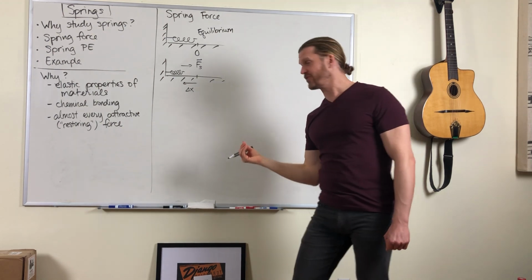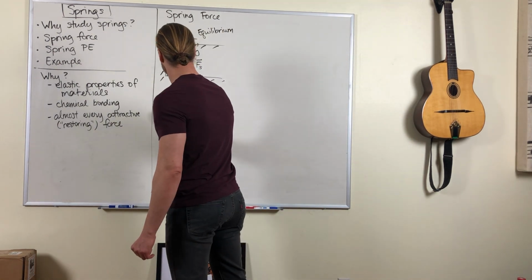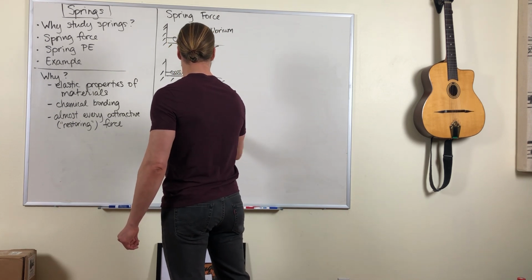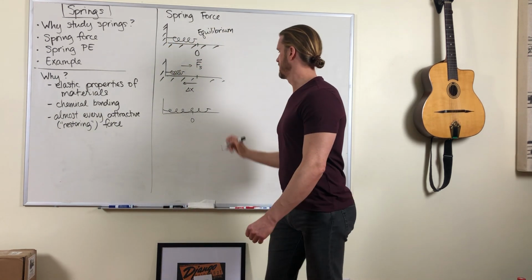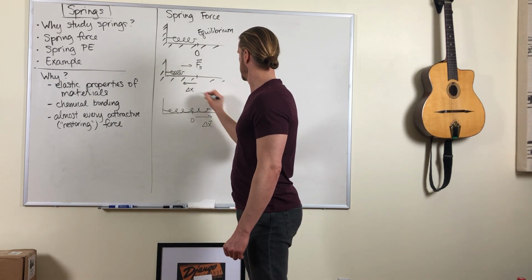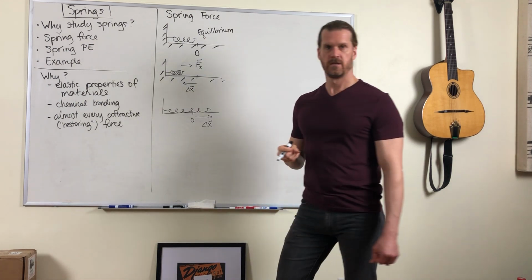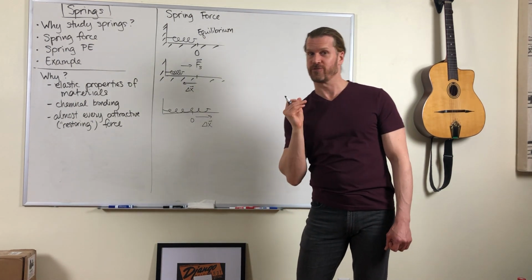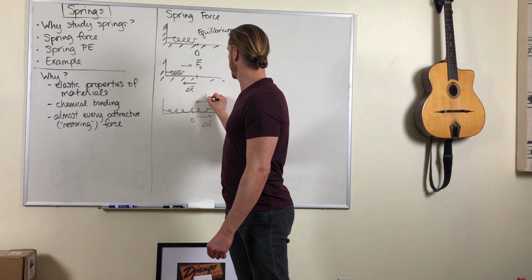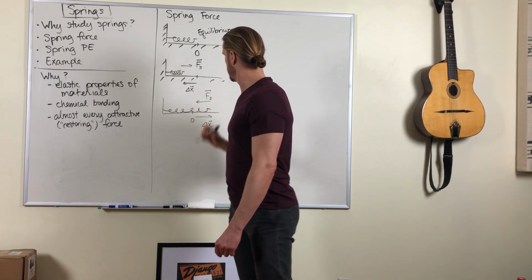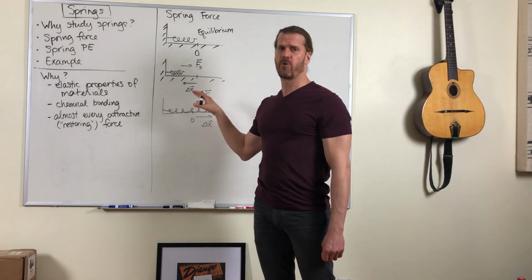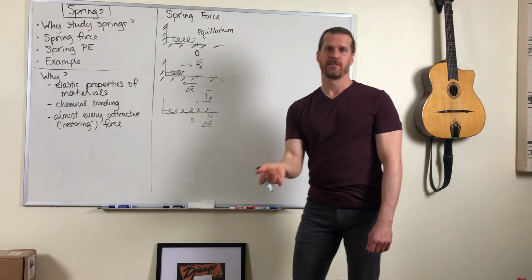Similarly, if you stretch the spring out, if you do a displacement this way, the spring is now stretched too far, it wants to restore to its original position. The spring is going to apply a force to the left. So springs are always trying to get back to their equilibrium length.